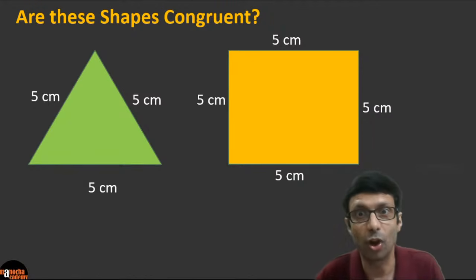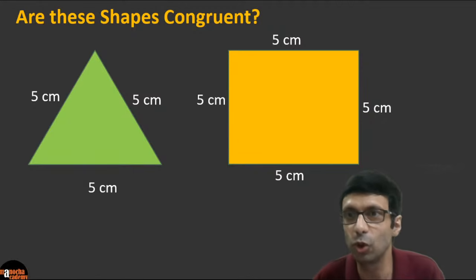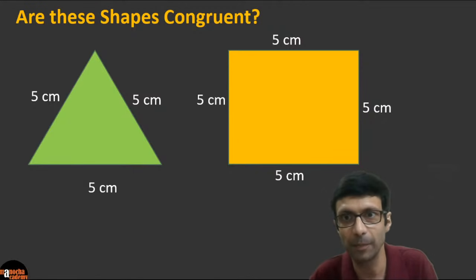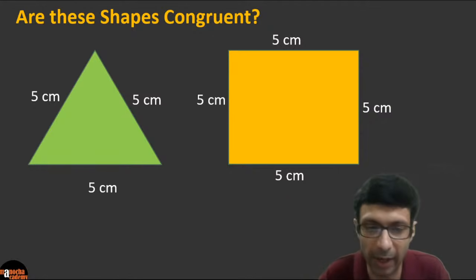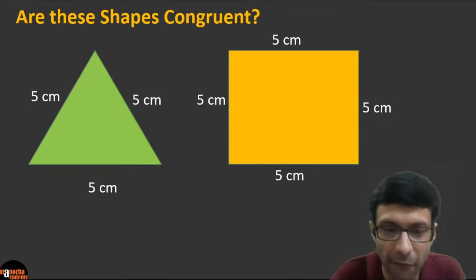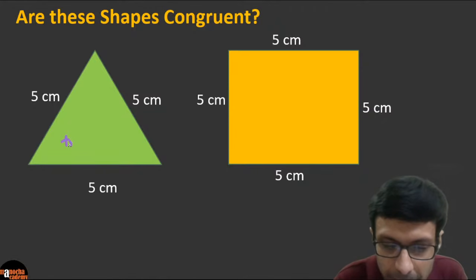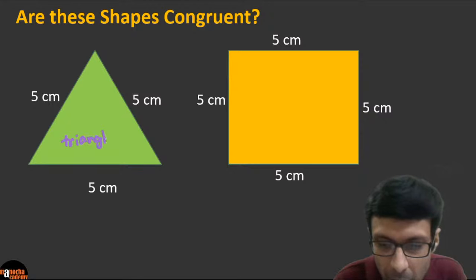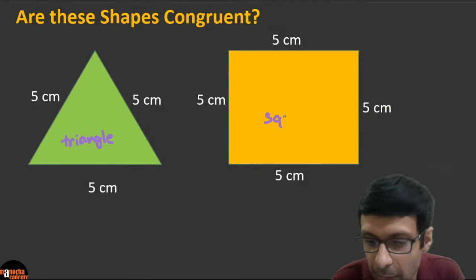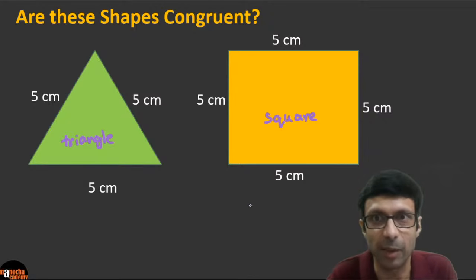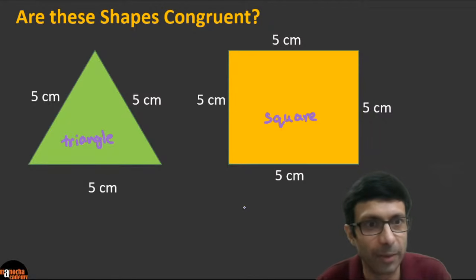Are these shapes congruent? Okay, so you have two shapes there. Can you see a triangle where all the sides are 5 centimeters, right? They're equal sides, and you also have the square here. So we have this triangle, right? And we have this square here. And note the lengths are equal, right? 5 centimeters. So are these shapes congruent?